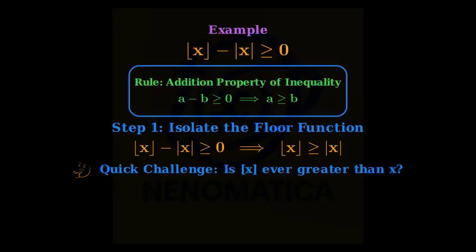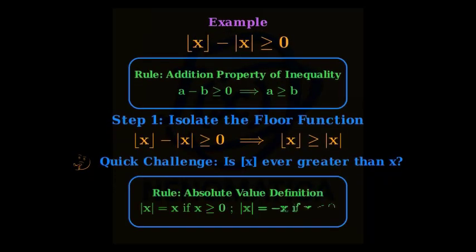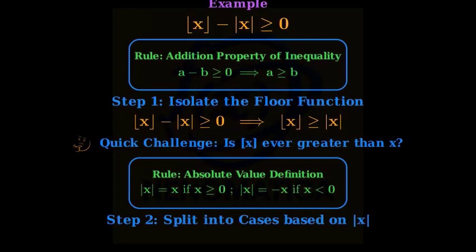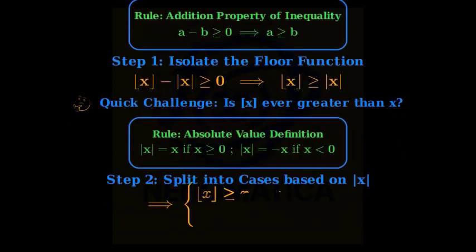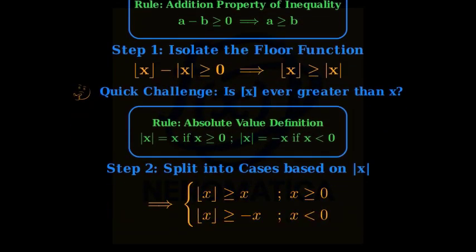Step 2. Split into cases using the absolute value definition. The rule says absolute x equals x if x is greater or equal to 0, and equals negative x if x is less than 0. Now, write the two cases for our inequality floor of x greater or equal absolute x. Case 1, floor of x greater or equal x, for x greater or equal 0. Case 2, floor of x greater or equal negative x, for x less than 0.